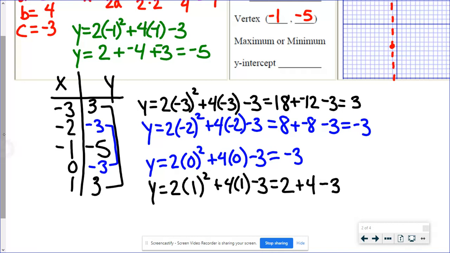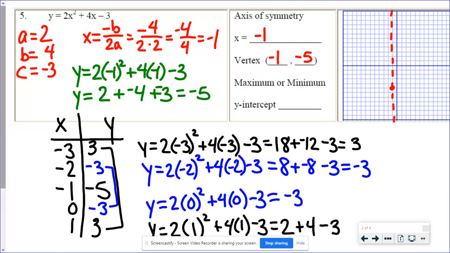Now when I graph, so I have negative 3, positive 3, negative 2, negative 3. I already had negative 1, negative 5, 0, negative 3, and 1, 3.